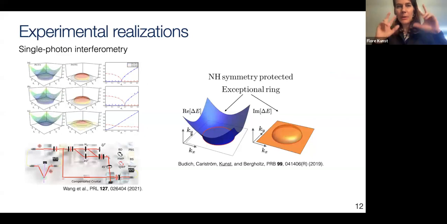So these symmetry-protected exceptional structures have been seen in experiments. So this is something I already flashed on the second slide. So here in this single-photon interferometry experiment, they realized exceptional rings that we proposed in this PRB paper here.